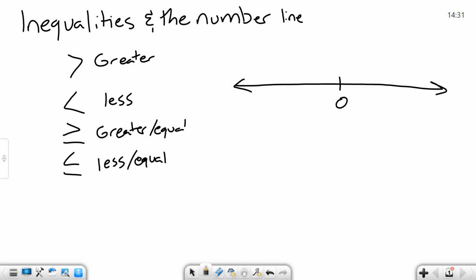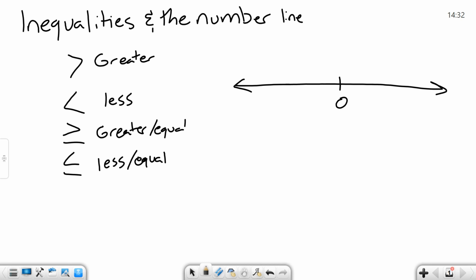In the next couple of units, when we get into data and statistics, when we get into algebra, it's going to be important for us to know about inequalities and the number line, and eventually we'll relate inequalities to the coordinate plane. But for now, we're just looking at the number line.